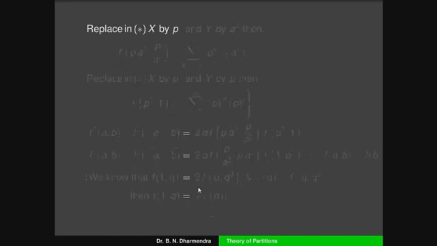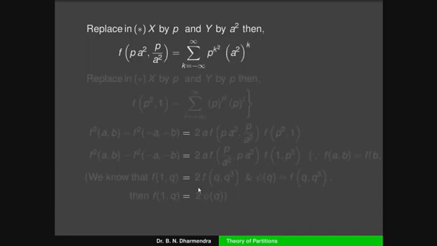Now to replace, in equation 1, x by p and y by a square, then f of (p into a square, p by a square) is equal to the summation, k running from minus infinity to plus infinity, of p to the power of k square into a square whole to the power of k. Similarly, when I replace x by p and y by p, it can be written as f of (p square, 1) is equal to the summation, L running from minus infinity to plus infinity, of p to the power of L square into p to the power of L.